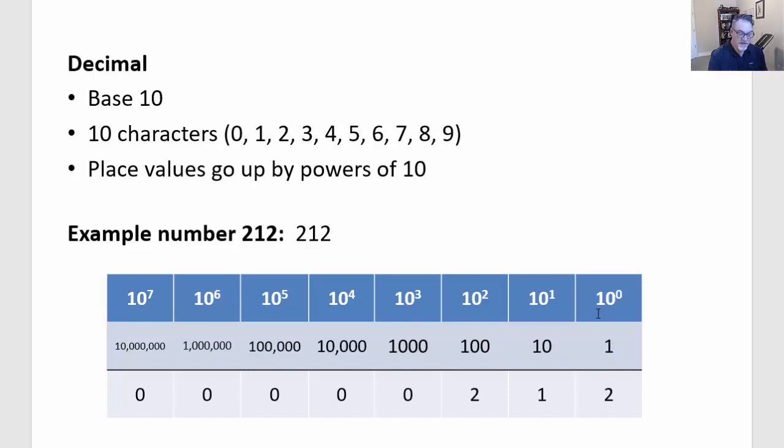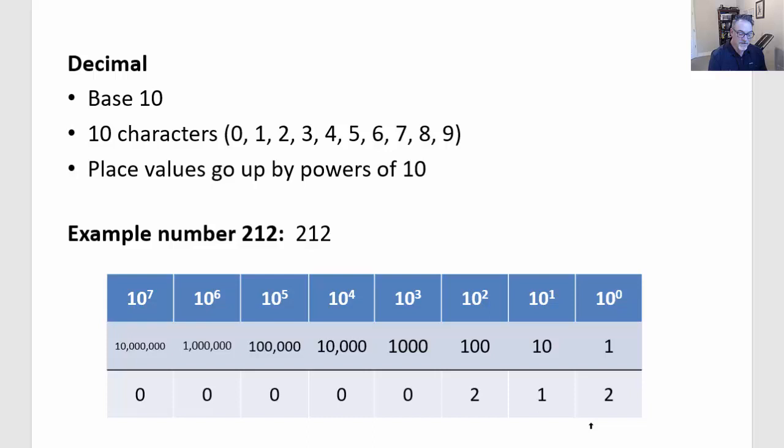And the ones place is 10 to the 0 power. Anything to the power of 0 is 1. And 10 to the 1 is 10. And 10 to the 2, 10 times 10, is 100. And 10 times 10 times 10, or 10 to the 3rd power, is 1,000. And so these are our place values. And we learn this as kids.